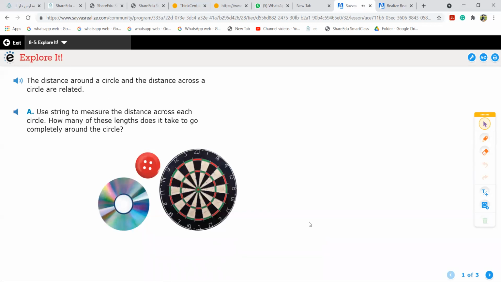Use string to measure the distance across the circle. How many of these lengths does it take to go completely around the circle? Use strings to measure the distance. If I take some string and I try to measure this way, I take a string and then I go around, and then I measure the circle. They're saying take a string and try to measure them. Okay, I do that. Next.